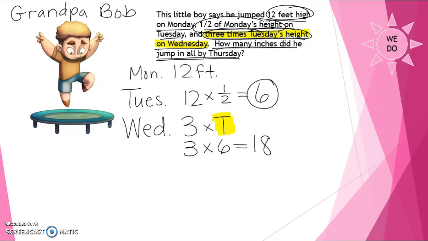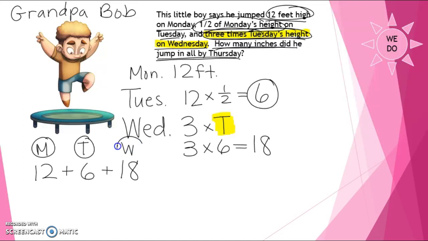And all of these are feet. So we have 12 feet plus 6 feet plus 18 feet. Does that make sense, everybody? Why? We need to add Monday, Tuesday, and Wednesday's height. 12 plus 6 plus 18 is 36 feet.